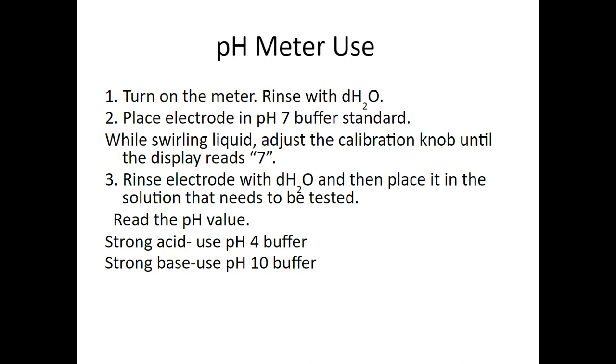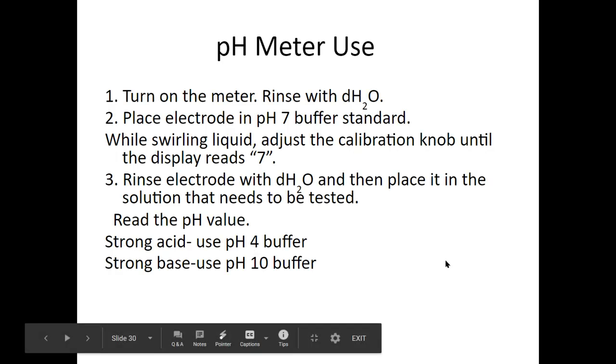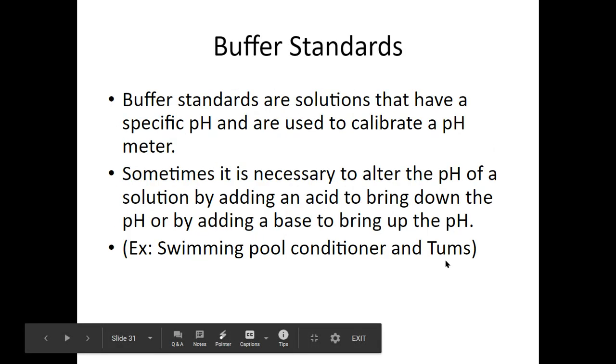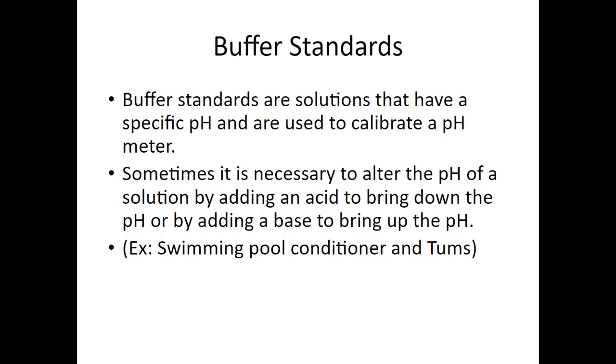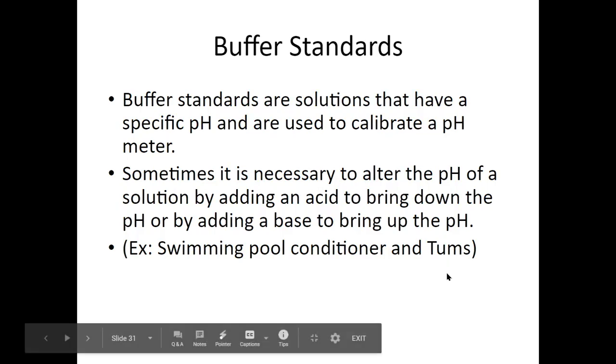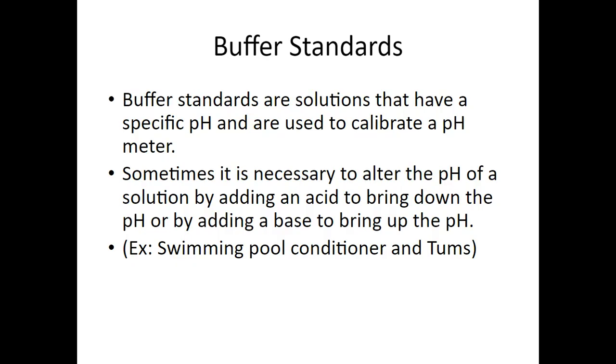If you're using a strong acid, I would use a pH 4 buffer and calibrate it to that. If you're using a strong base, you would use a pH 10 buffer and adjust it accordingly. Buffer standards are solutions that have a specific pH and are used to calibrate a pH meter. Sometimes it's necessary to alter the pH of a solution by adding an acid to bring down the pH, or by adding a base to bring up the pH. We usually do that in class. If we're going to bring down the pH, we use 1 molar hydrochloric acid in a little dropper bottle.